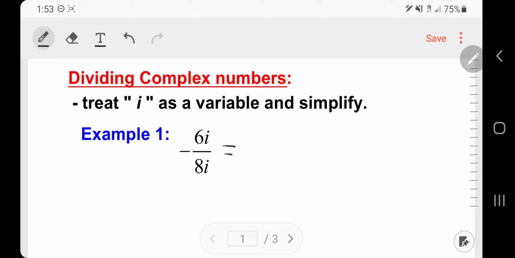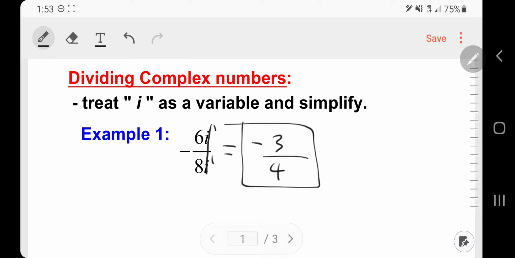Okay, so here we have negative 6 over 8. We know that would reduce, we could divide both of those by 2, and that would reduce to a negative 3 over 4. And now we have i to the first over i to the first, so we know when we have the same thing like that, those would actually cancel out. 1 minus 1 would be 0. So in this case, negative 3/4 would be our solution.